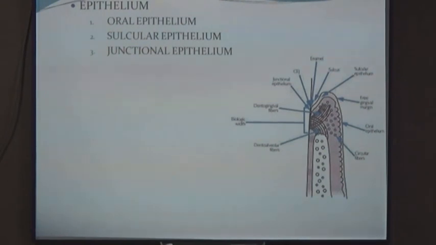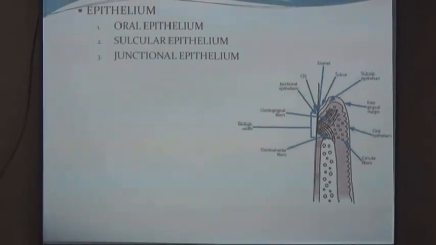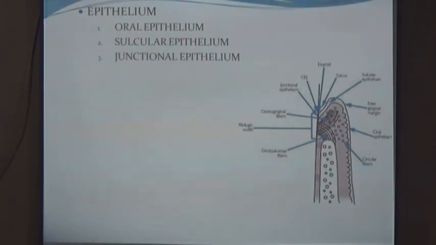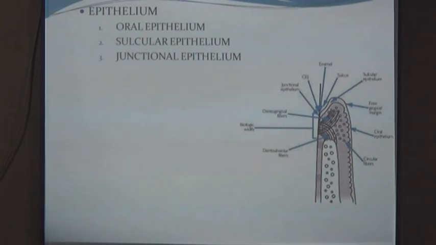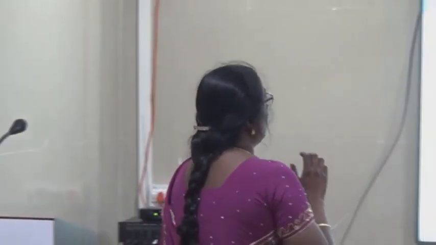In that you should know the differences between these three. The oral epithelium usually covers the outer surface of the gingiva. Am I right? And sulcular epithelium, junctional epithelium, both are non-keratinized epithelium. Naturally this oral epithelium is going to be keratinized because it covers the outer surface of the gingiva. So the sulcular epithelium and junctional epithelium are non-keratinized epithelium.